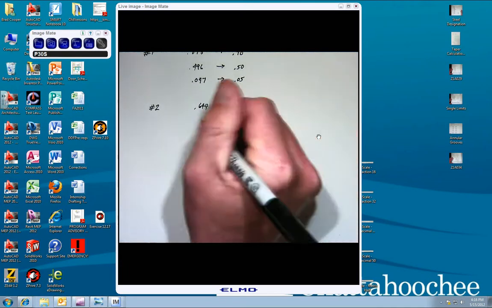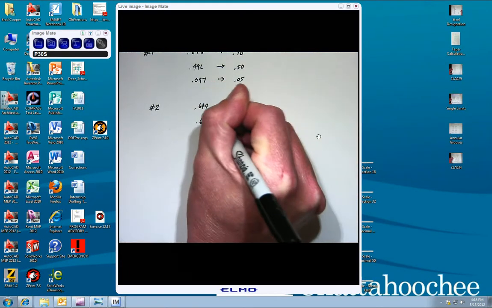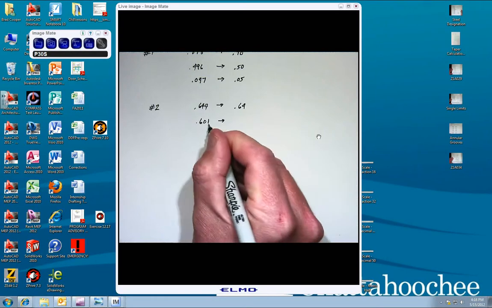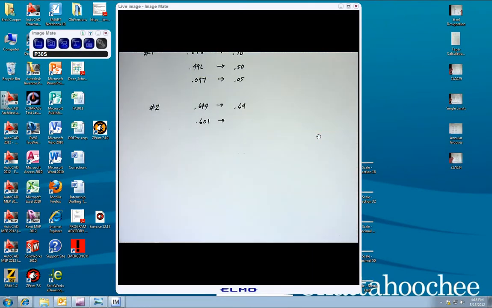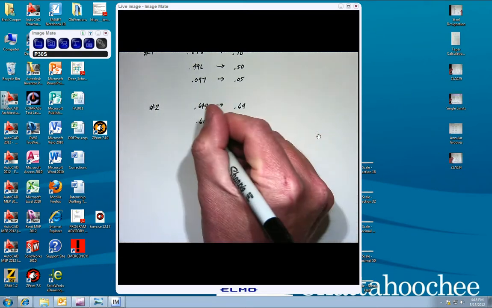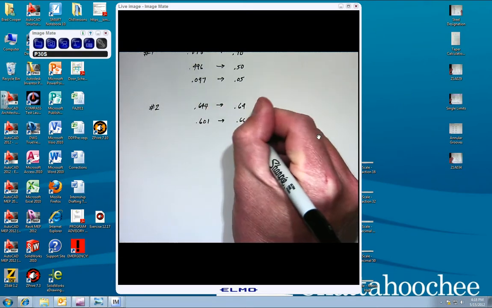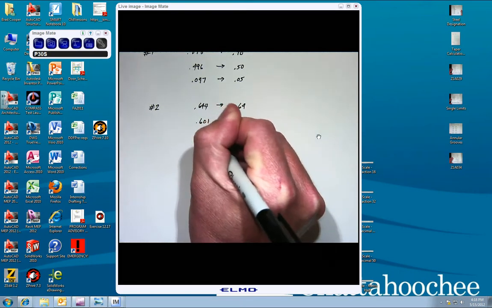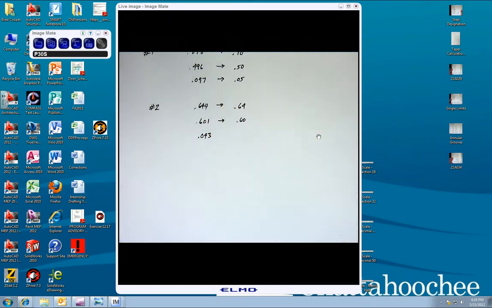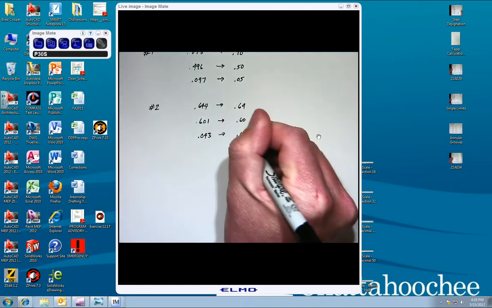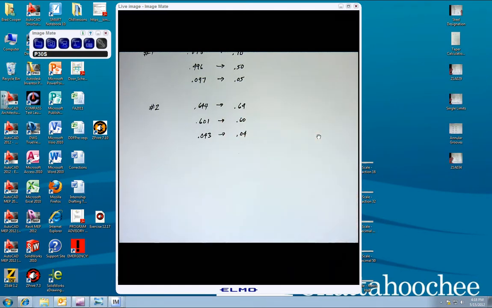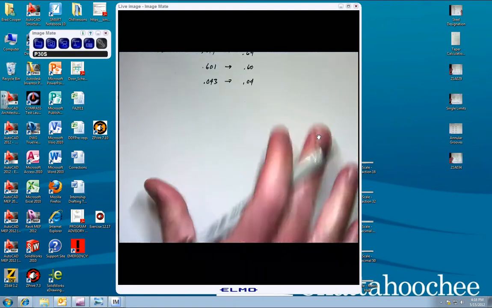Let's look at another one, 0.601. Okay, again, this number is less than 5, so we want to retain the last number we want to keep, which is this number, so we just want to keep that at 0.60. 0.043, again, this number on the end is less than 5. Retain the last number we want to keep. It's 0.04, or the number to the left is probably a better way to say it.